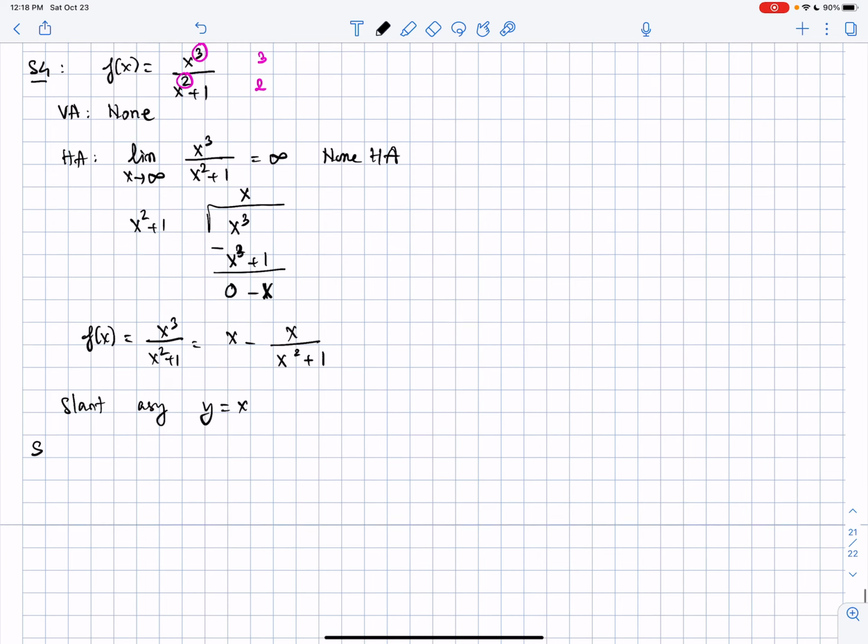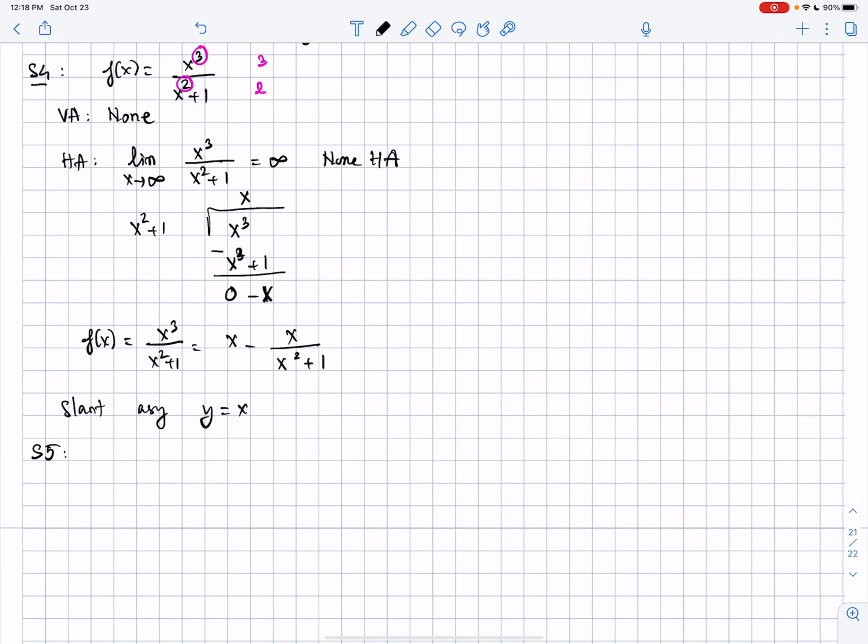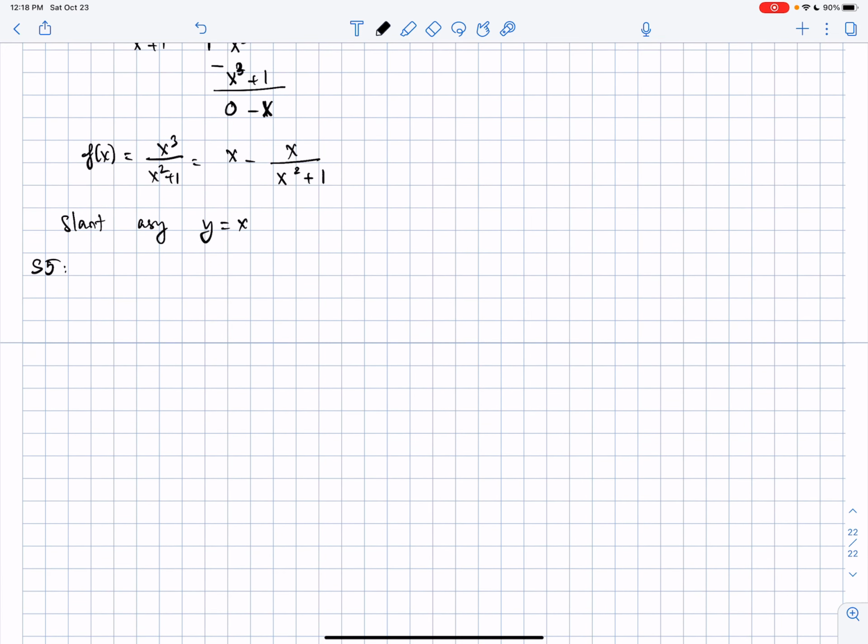Step number 5, we will find the increasing and decreasing intervals. Now let's find f prime of x. We use the quotient rule. So we have x squared plus 1 times 3x squared minus the derivative of x squared plus 1, so we get 2x. Oh, by the way, this is not chain rule, this is not chain rule. So times x cubed.